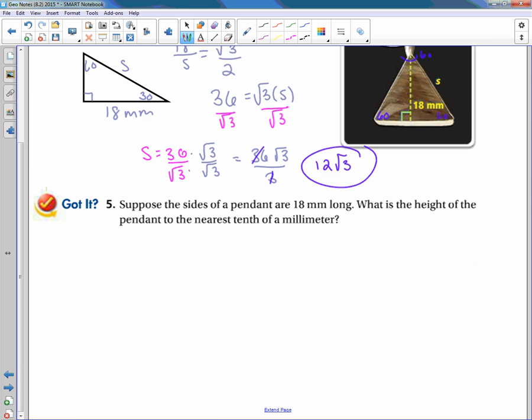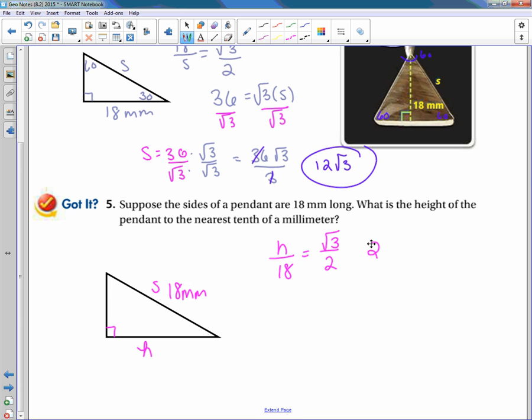Now, this question says, suppose the sides of the pendant are 18 millimeters. Well, that changes our story just a little bit, because now I'm looking at my triangle, and instead of the altitude here, it's going to actually be the side, which is S, is going to be 18 millimeters. So now it wants to know what is the height, which is going to be here. So I'll say H over 18, and again, that's still root 3 over 2.